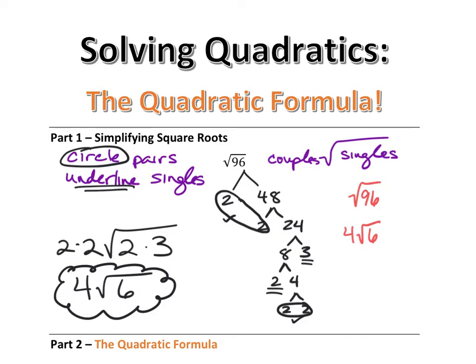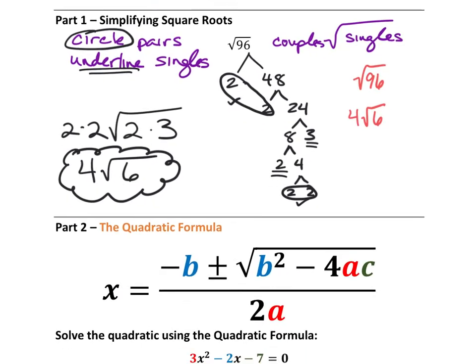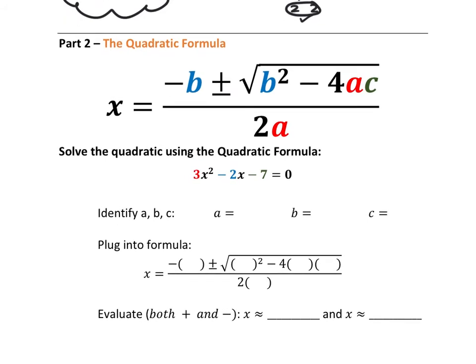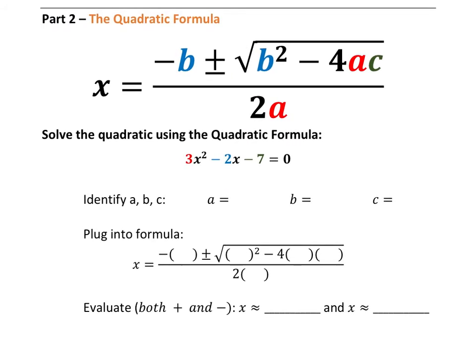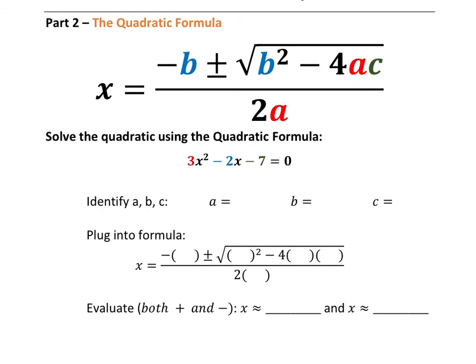Now we need those square roots to be simplified because when we use the quadratic formula, we actually have a ginormous square root to take care of. This formula is on your formula chart, but it is the most important formula that most people remember from algebra class, besides y equals mx plus b. And how they remember it is that we sing it in song.